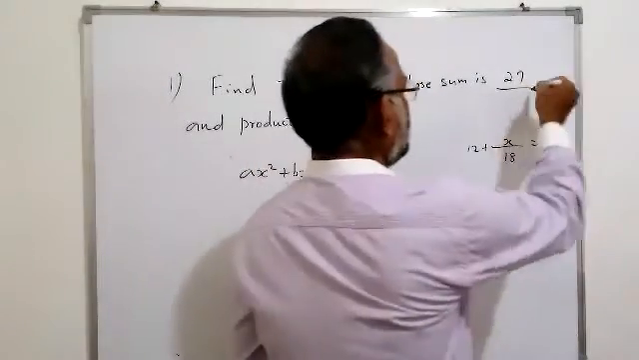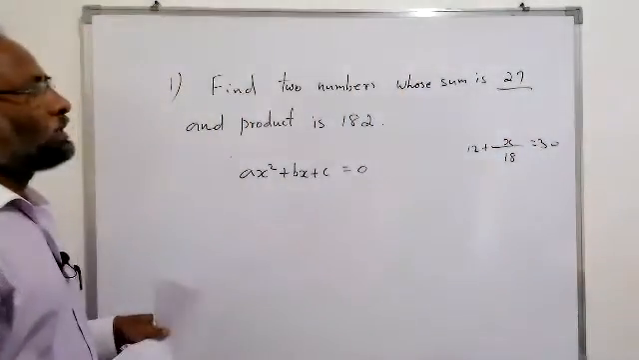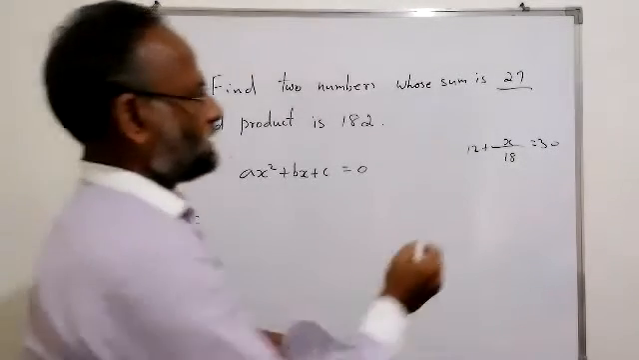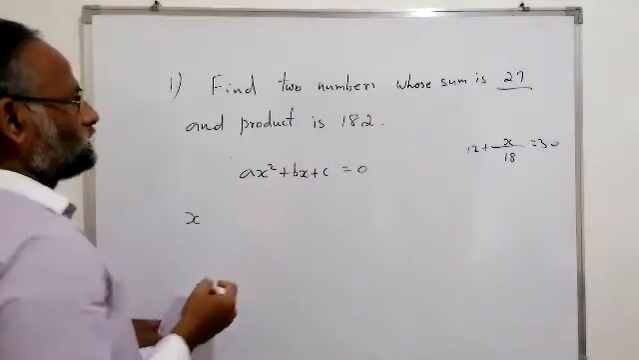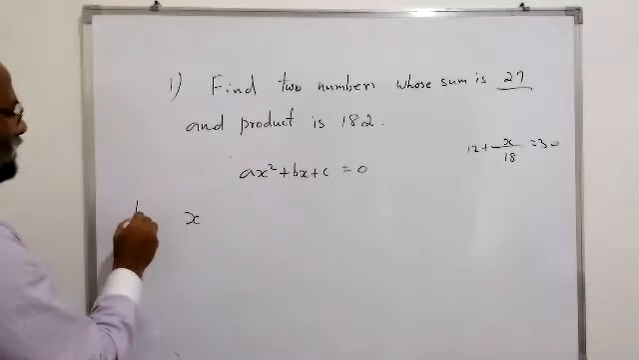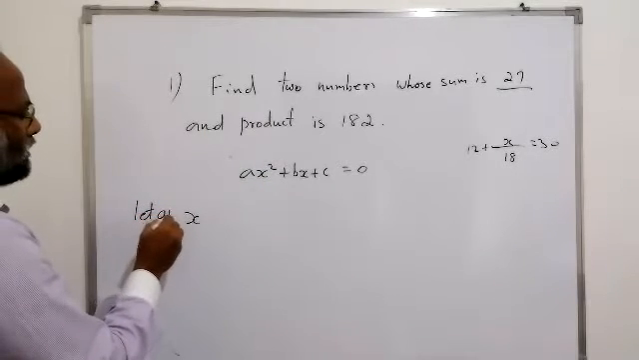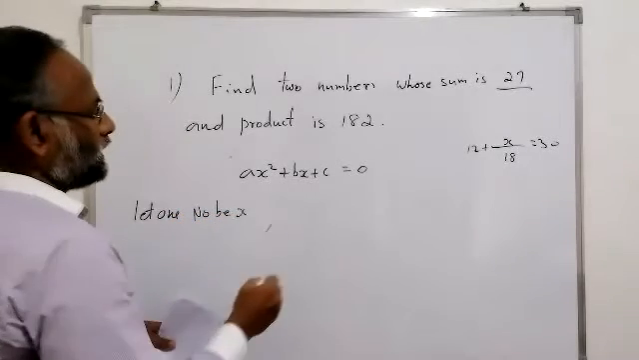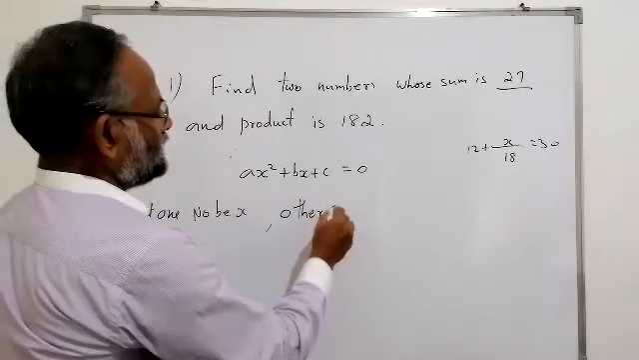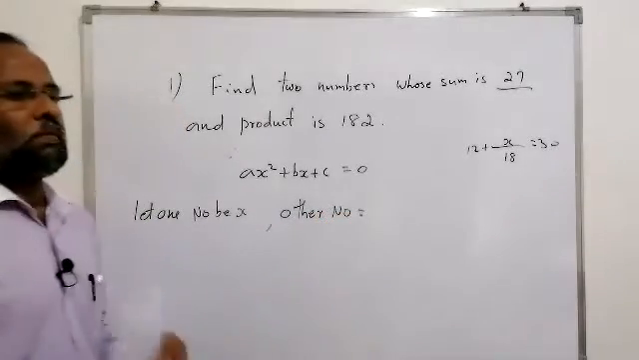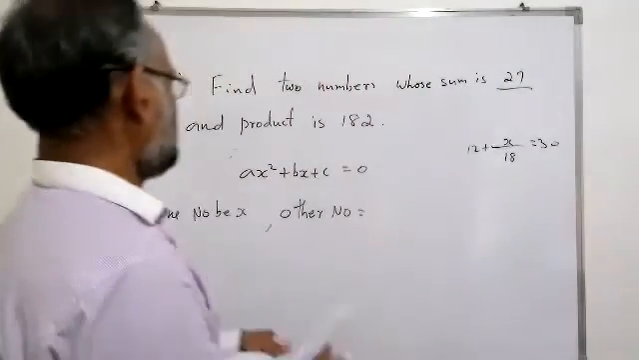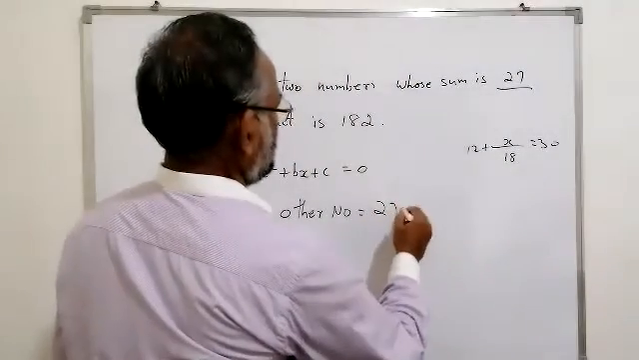See here what they are telling. Sum of two numbers 27. Let one number be x. Then other number, please tell me other number. Very good, excellent, excellent. 27 minus x.